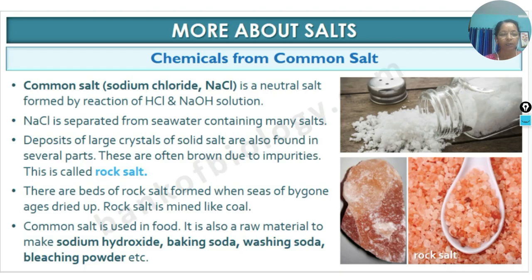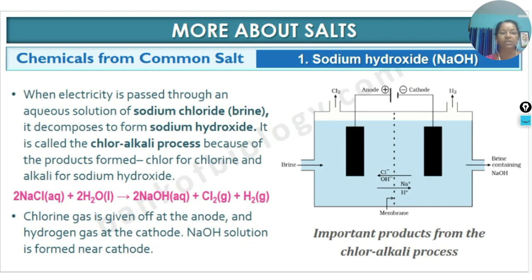The common salt is used in food, we know, and it is also a raw material. That means we are going to prepare chemicals like sodium hydroxide, baking soda, washing soda, bleaching powder, etc. from common salt. We'll be studying them one by one. The first one we are going to study is the chloralkali process. The chloralkali process, a single process, gives you three chemicals.